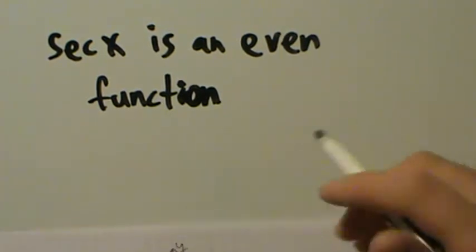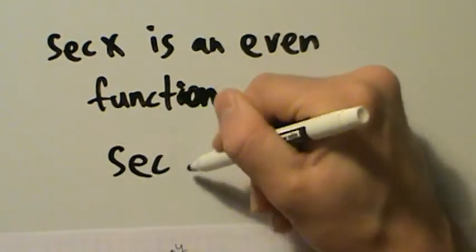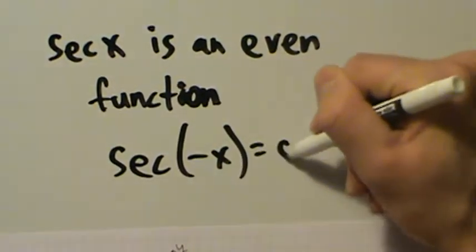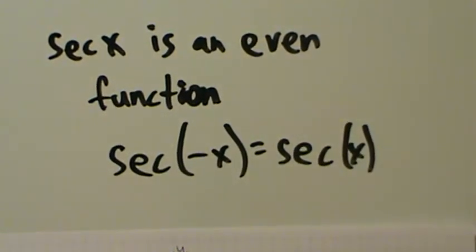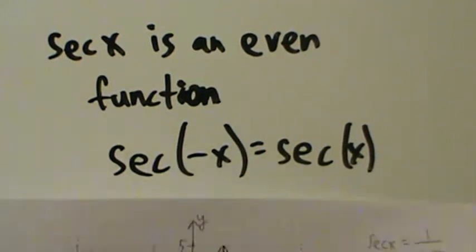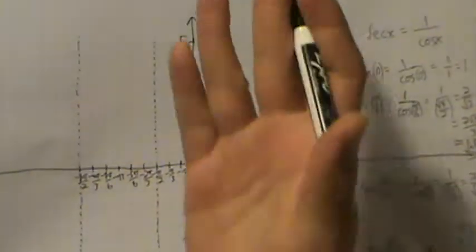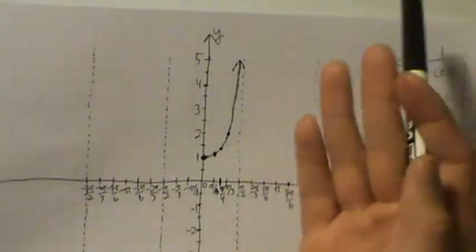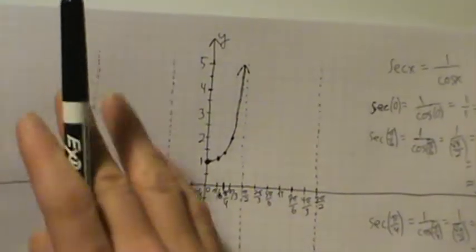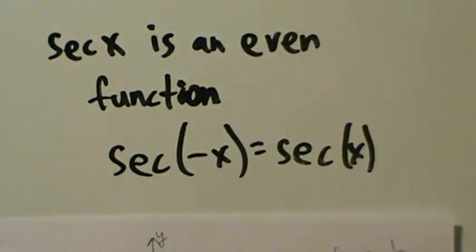Algebraically, it means that secant of negative x equals secant of x. For example, secant of negative pi over 6 is the same thing as secant of positive pi over 6. That's really good, because graphically it means the graph is symmetric over the y-axis. If we take this graph and flip it over the y-axis, we get a mirror image of what we have. That's really helpful, because it's going to save us a lot of trouble.